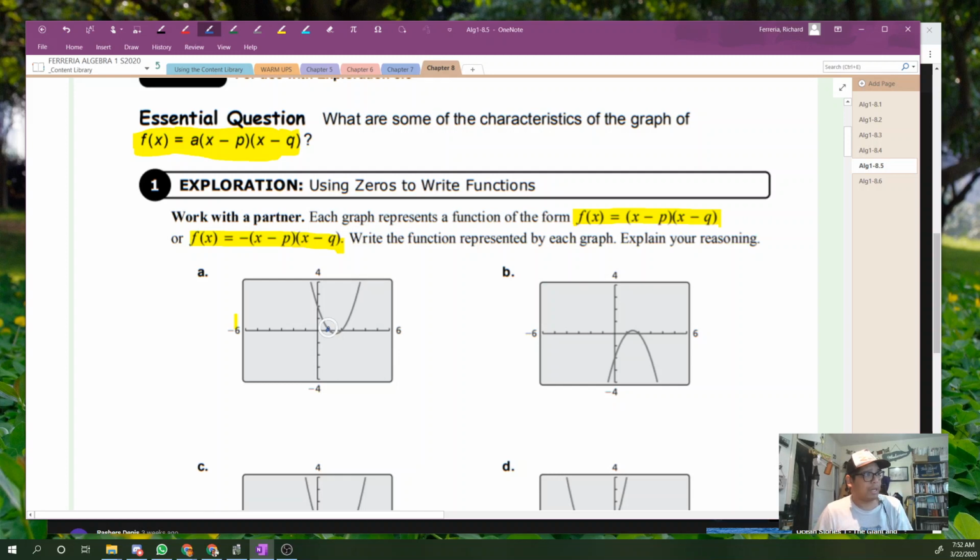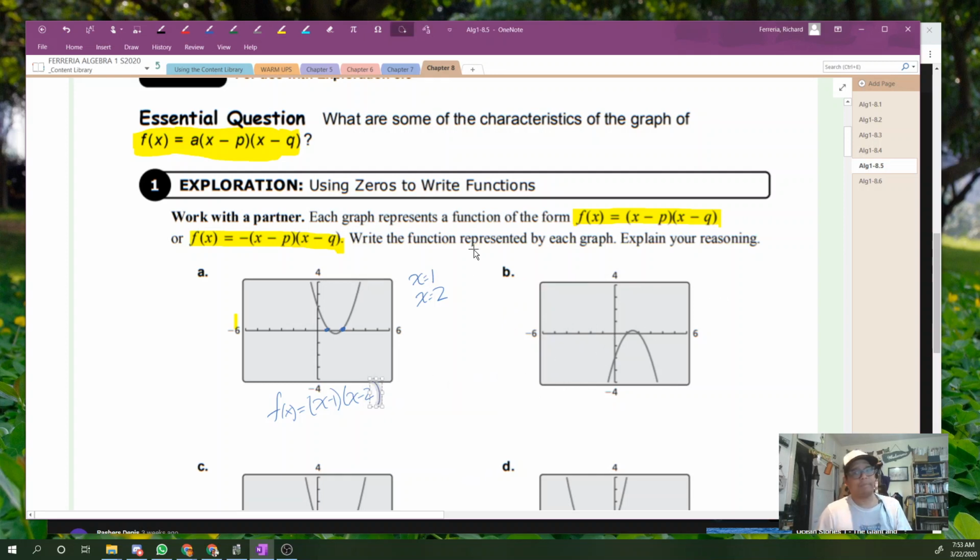So where does this cross the x-axis? Well, there are two places right here, right there. That happens at x equals 1 and x equals 2. So if I want to write that in intercept form or factored form, then f of x is going to be equal to (x minus 1)(x minus 2). And that's really all there is to it. If your curve crosses the x-axis at 1 and 2, then your polynomial should have an x minus 1 and an x minus 2.